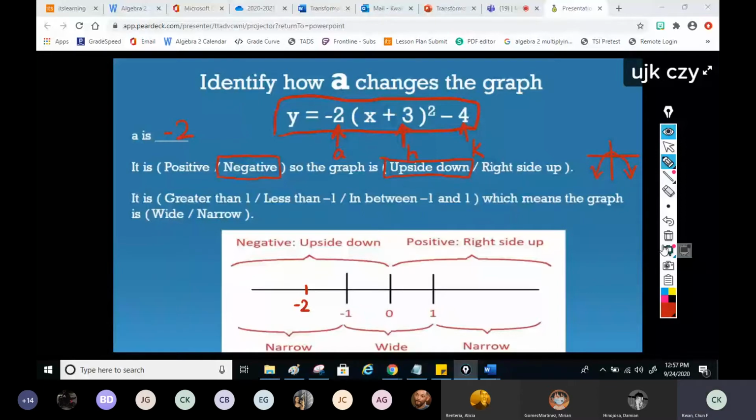And then the second thing it tells me is that it is less than -1. -1 is right here. So -2 is less than -1. It's further away from 0 compared to -1, which means the graph is narrow. So anything less than -1 right here, we will consider as narrow.